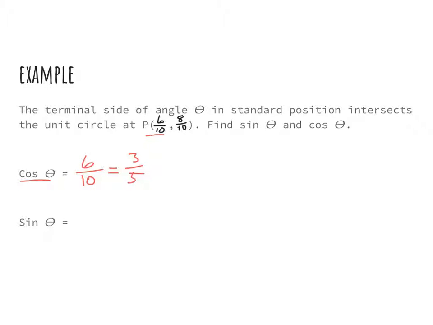So we have to simplify our fraction if we can. Sine, again, we take the y-coordinate, 8/10. That'll simplify down to 4/5. So make sure, before you just write down the fraction as it is, that you check whether it can be simplified. And if it can, make sure you do it.